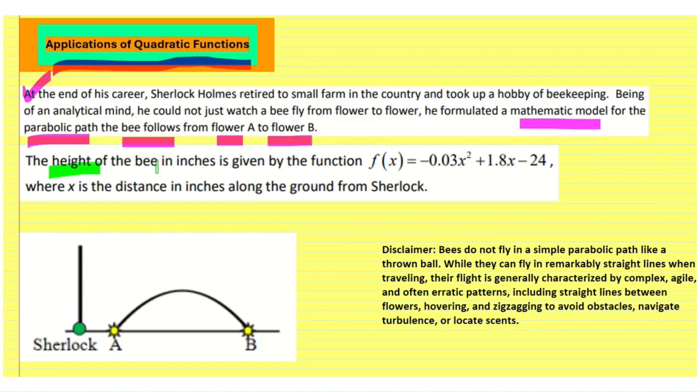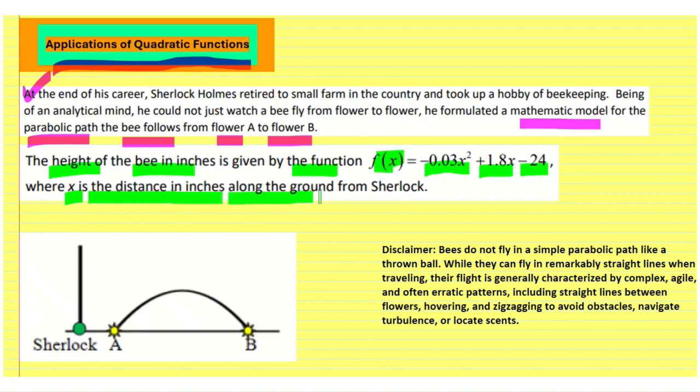It says the height of the bee in inches is given by the function f of x equals negative 0.03x squared plus 1.8x minus 24, where x is the distance in inches along the ground from Sherlock. Okay, and then we also have this little picture to go with it. Here is Sherlock, and here's the bee, traveling from one flower to another flower. And they've got obviously a parabolic curve here.